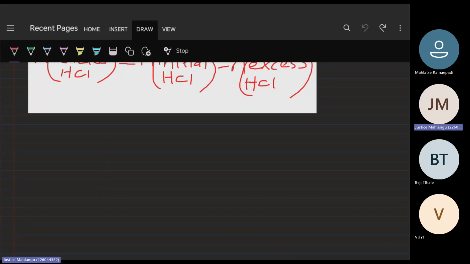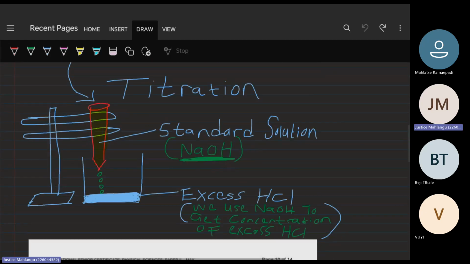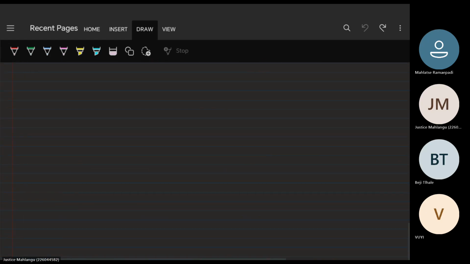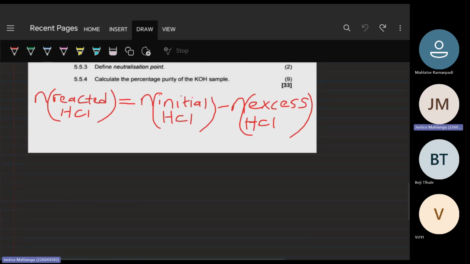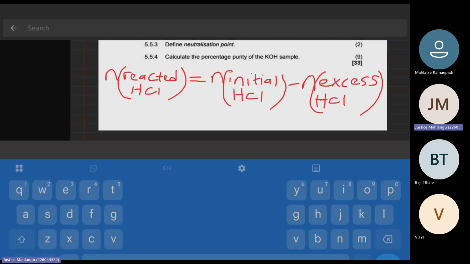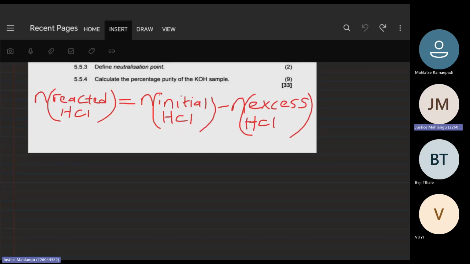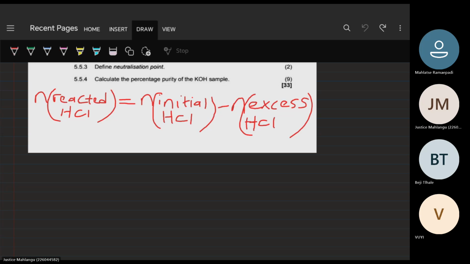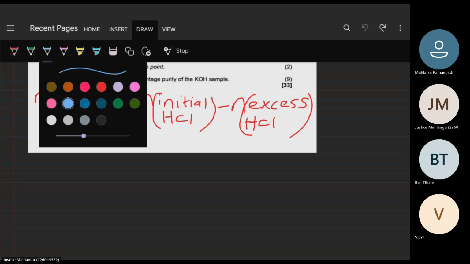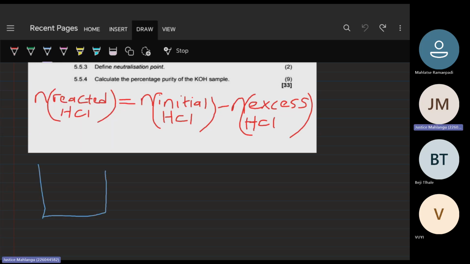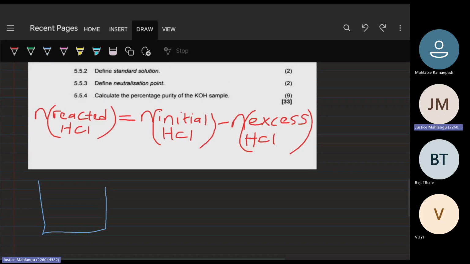I'm going to draw a beaker here. In this beaker, guys, what are they telling you? I want you to think like that in the exam. What are they telling you?